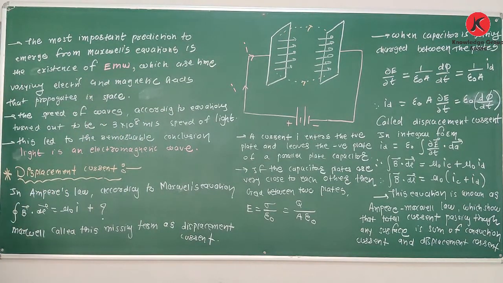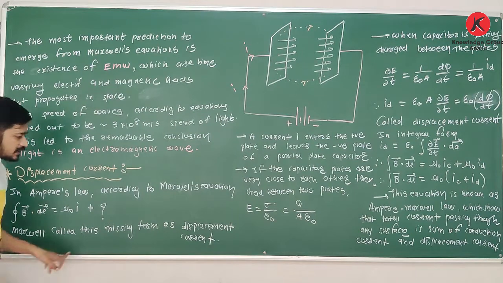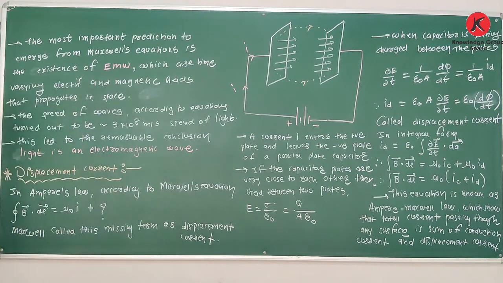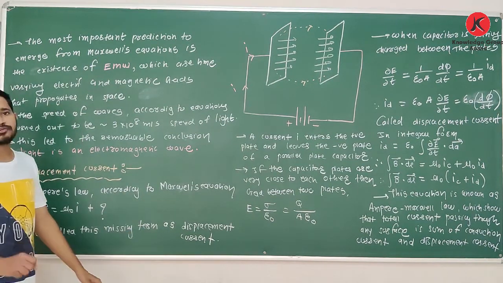What is displacement current? See, in Ampere's circuital law, according to Maxwell's equation, integration B dot dl is equal to mu 0 I plus a question mark, meaning a missing term. And Maxwell suggested that this missing term is nothing but displacement current. So now what is displacement current? That we have to see.